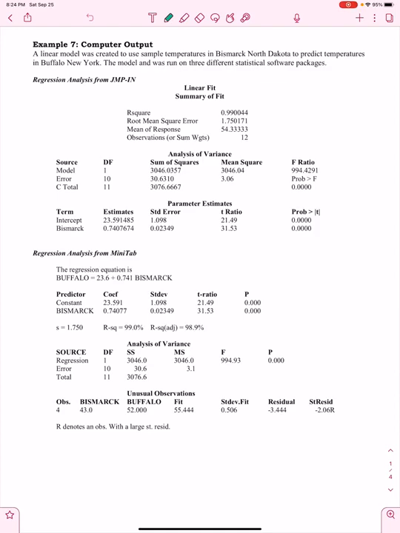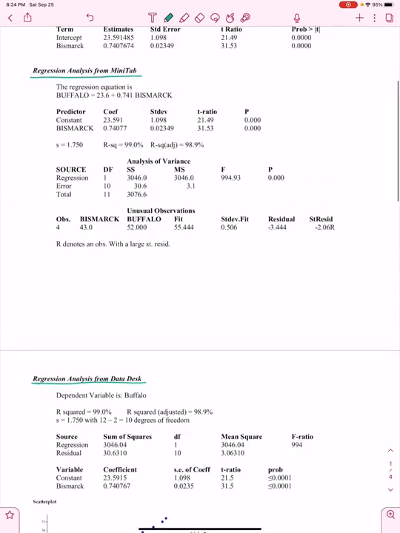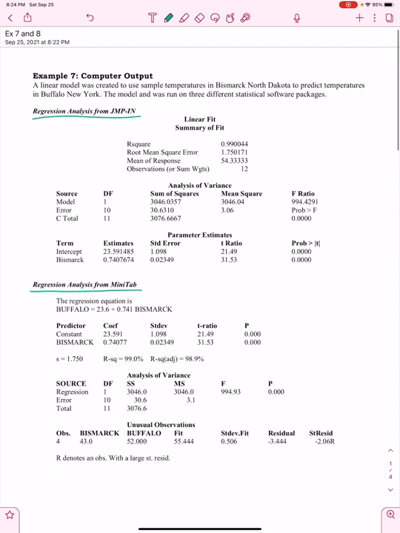regression. So if you'll notice here on example 7, I've got a regression analysis from a software called JMP. I've got one down here from Minitab, and then I've got one here from a company called DataDesk. So it's all the same data, so you can see how it compares. So our model that we have here, we've got Bismarck, North Dakota temperatures. We're using those to predict temperatures in Buffalo, New York.